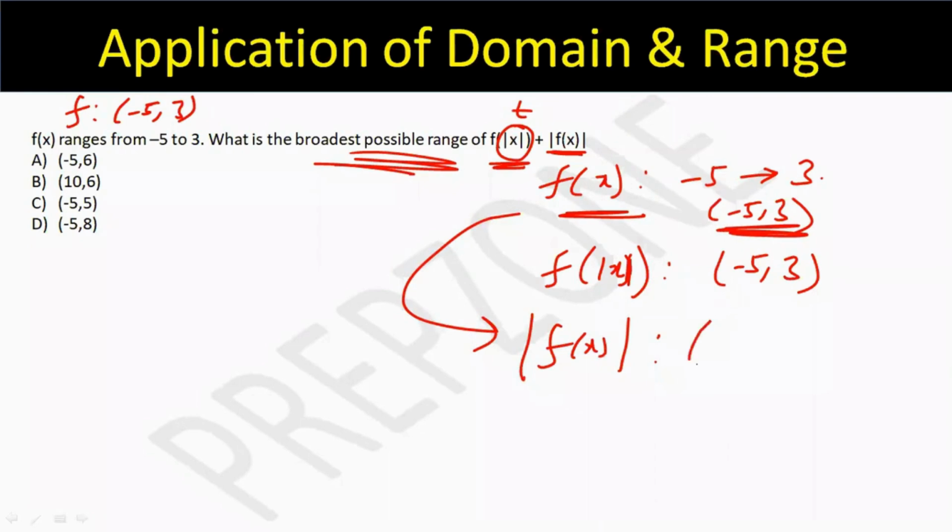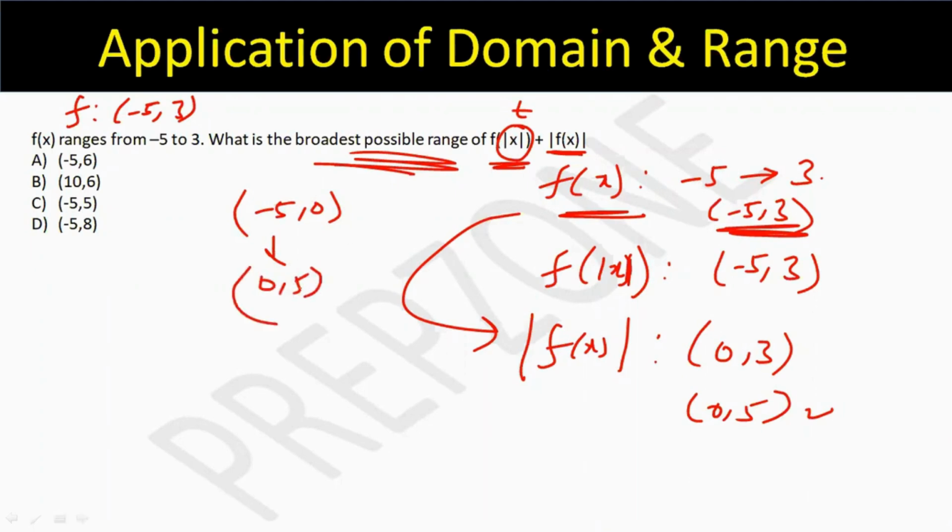Tell me, will it be 0 to 3 or 0 to 5? Which of these will it be? 0 to 5, right? Because I will take the negative of minus 5. So if any value goes from minus 5 to 0, its modulus will be 0 to 5, and the modulus of 0 to 3 will be 0 to 3. So the union of the two will be 0 to 5.